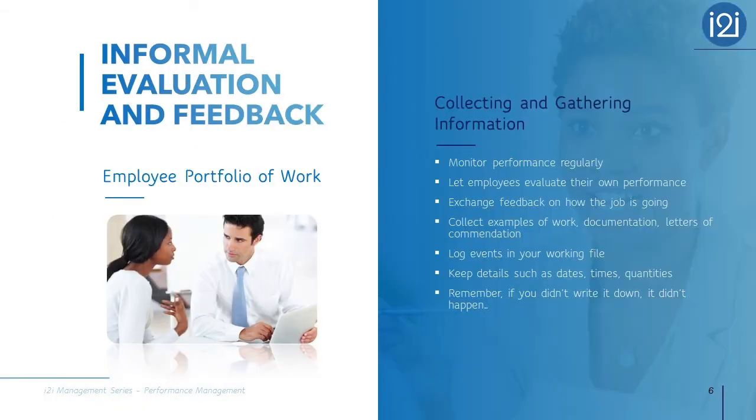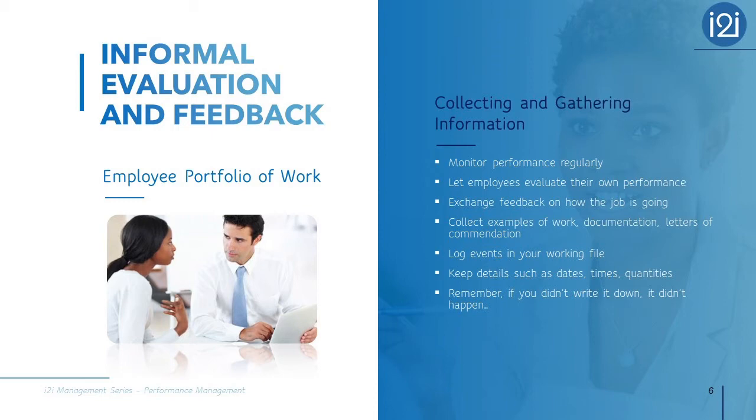Performance feedback should occur regularly on an informal basis. When it comes to writing an annual performance evaluation, accurate and adequate documentation is critical. Some points to keep in mind are to monitor performance regularly, have one-on-one check-ins with your employee at least weekly, and make notes of the conversation that transpired. Let the employee evaluate their performance. Most organizations' process includes a period of self-evaluation to give the manager or supervisor feedback directly from the employee. Also, exchange feedback on how the job's going.